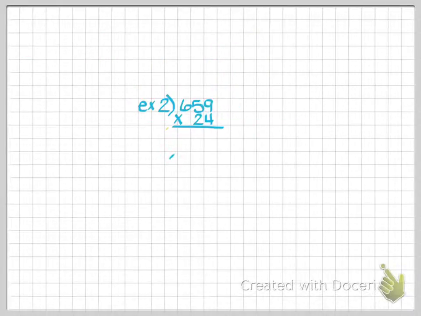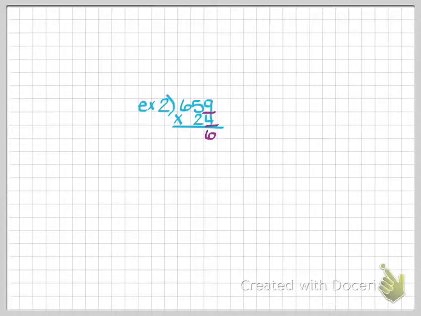All right, let's look how you should have gone over this to find this answer. So now we're dealing with a 3-digit number times a 2-digit number. And so we have an extra step that we're going to have to do. We're going to treat the 4 the same way we did when we did multiplication with 1 digit on the bottom. And we're going to do 4 times 9, which is 36.